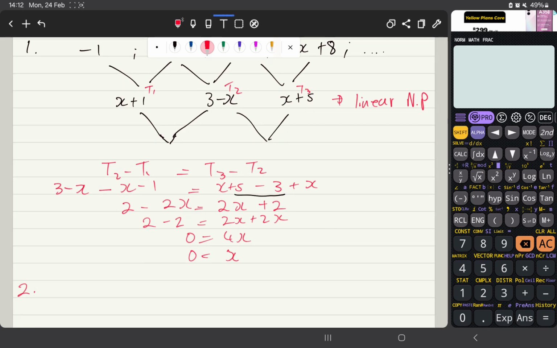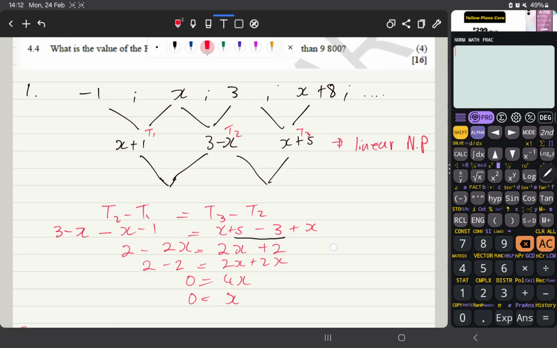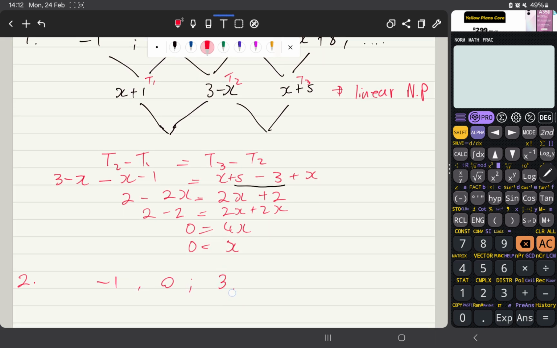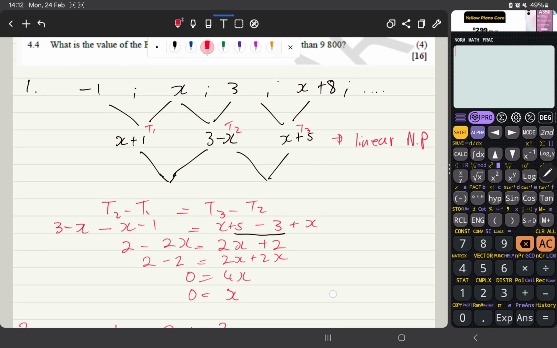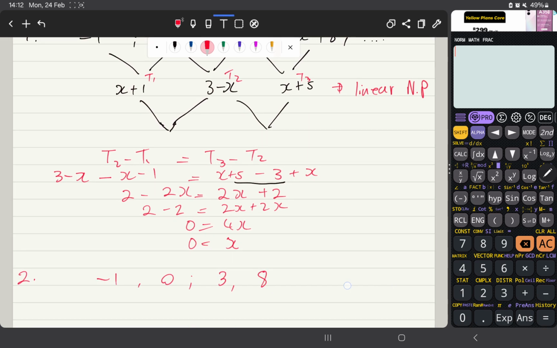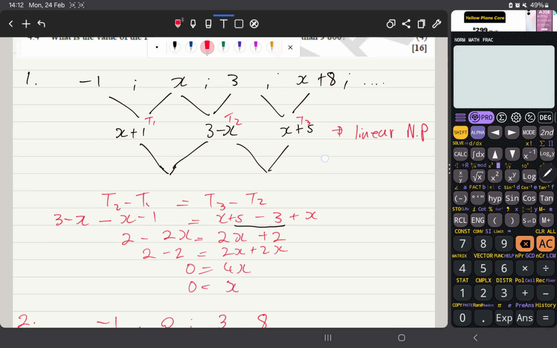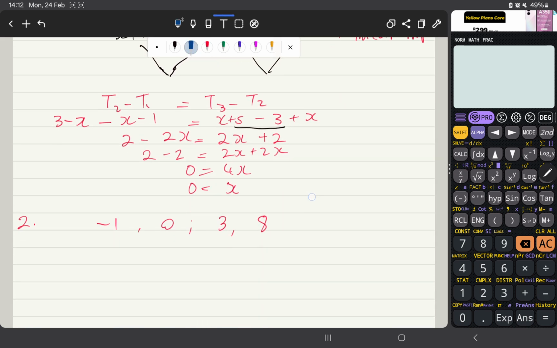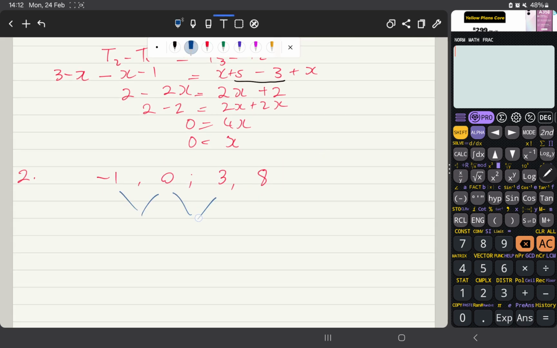So in that case, I have a pattern like this: minus 1, 0, 3, and I have 8, which remember now I'm trying to write, right? Yeah, so 0 minus 1, that's 1. 3 minus 0, that's 3, and then 8 minus 3, that's I think 5. Yes, that is 5. I do the second difference, it's gonna be 2.